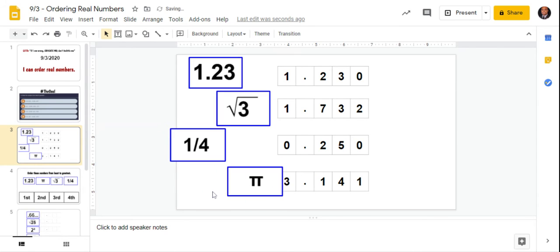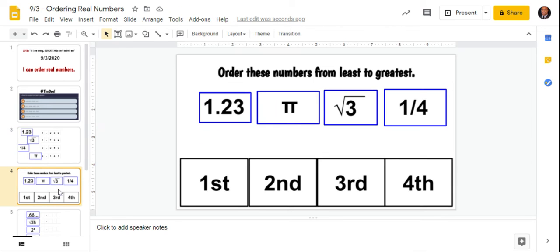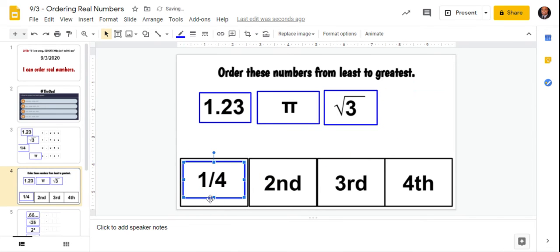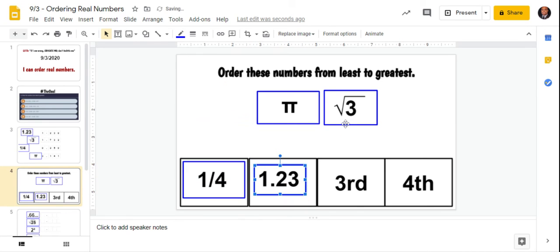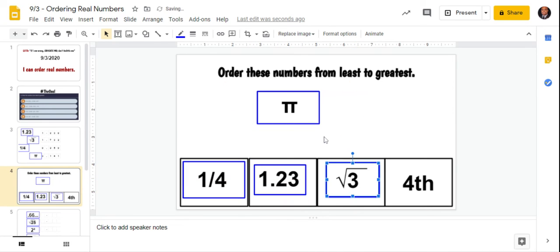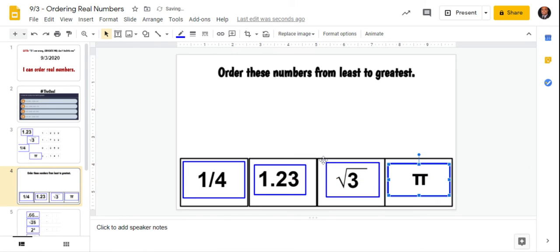That is how you order from least to greatest. So I'm going to come to this slide and do that. We said the least value was 1/4, so I'm going to move that over here. The next least value was 1.23. Then it was square root of 3, and then it was pi. That is how you do the assignment.